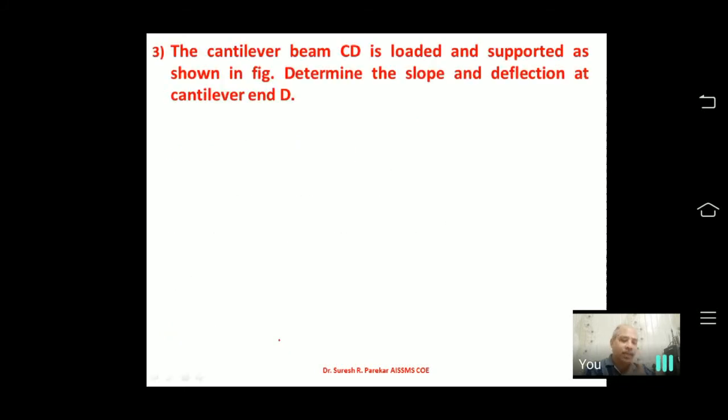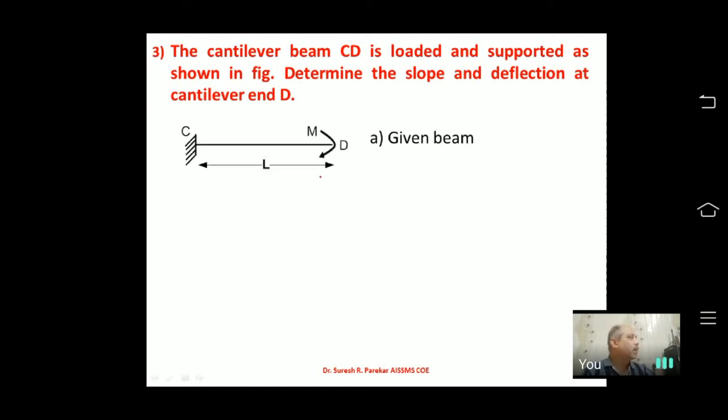So we have the next one, which has a couple M. We can see: determine the slope and deflection at cantilever end D. So now we have to find the slope and deflection at D, at this point. So this is the given beam. Then we will go with the M by EI diagram. Now my moment is constant.